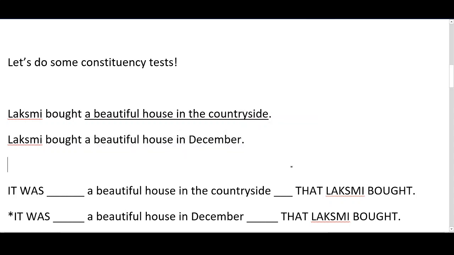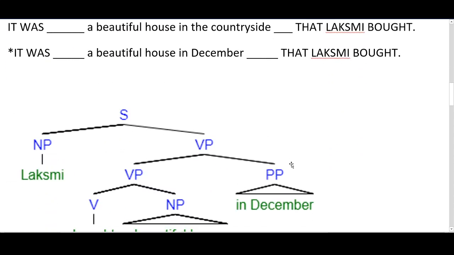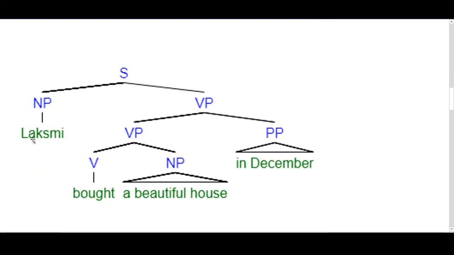Okay, and these facts need to be reflected in our tree. So here we have Lakshmi bought a beautiful house in December. So a beautiful house and in December are not under one node of our tree. They're not under one node that is exclusive to a beautiful house and in December. However, bought a beautiful house, that is one constituent because it's under one node. Bought is also a constituent.